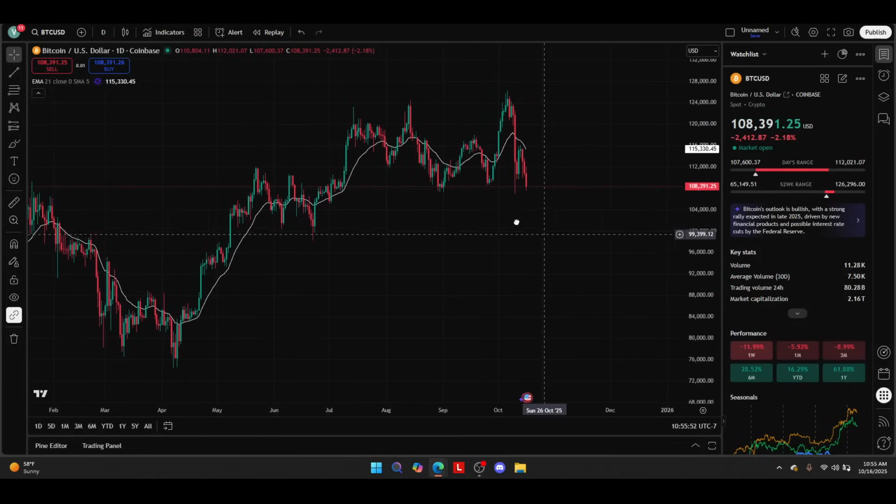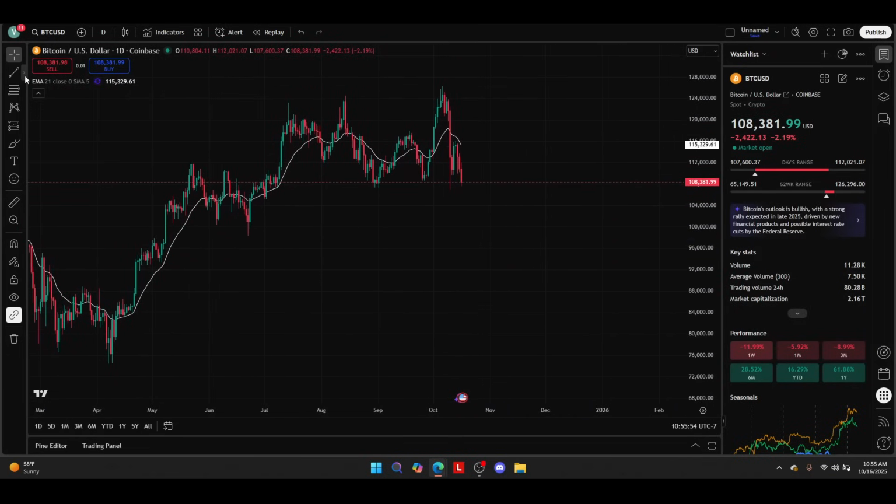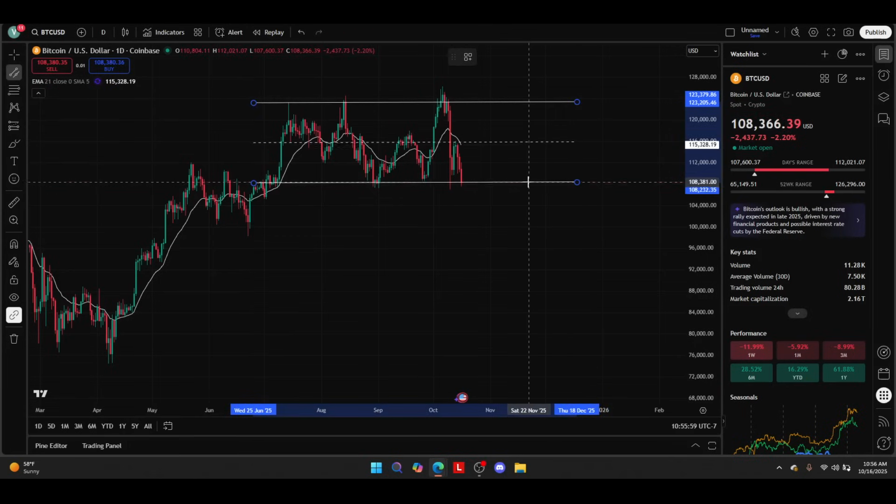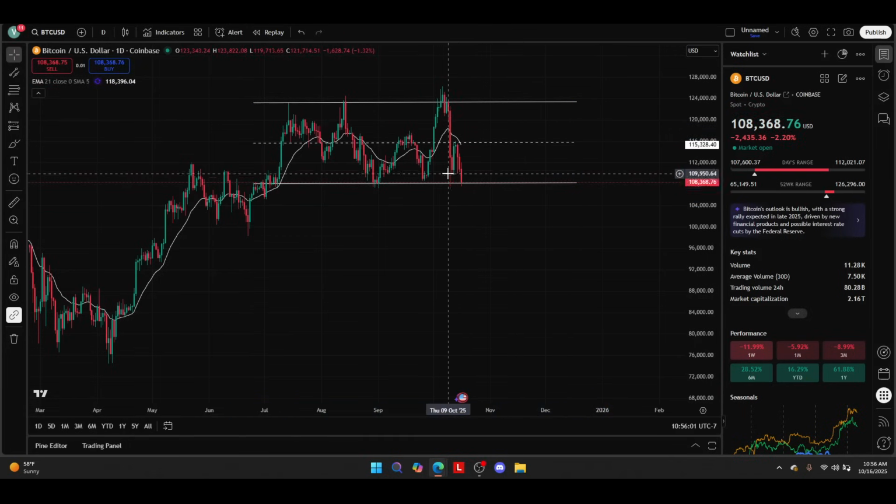Bitcoin, on the other hand, is bearish as well. So again, you're not alone in this. Bitcoin is bearish. It looks like it's in a trading range, but I'm looking for a breakdown lower, which will be a bullish sign, and I'll go over the reasons why.